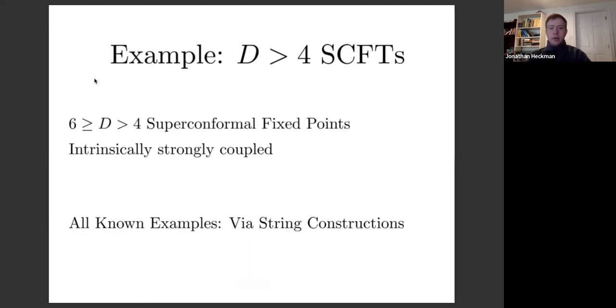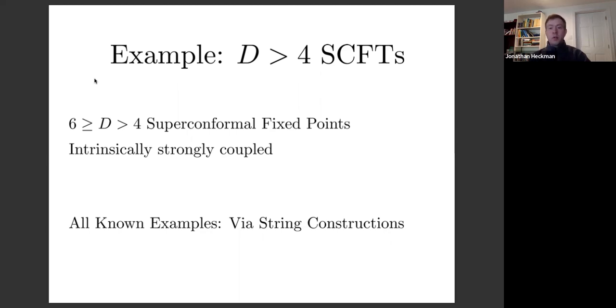Okay, so an important class of examples where things are intrinsically strongly coupled are superconformal fixed points in more than 4 spacetime dimensions. We know just from the classification of superconformal algebras that 6 is the maximal dimension. Nahm showed this in the 70s. But constructing actual explicit examples is a rather challenging task because they appear to always be intrinsically strongly coupled.